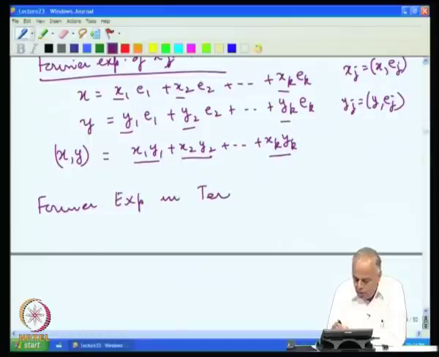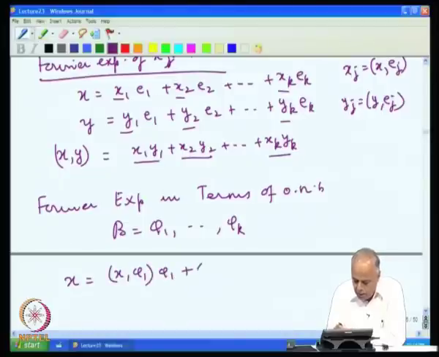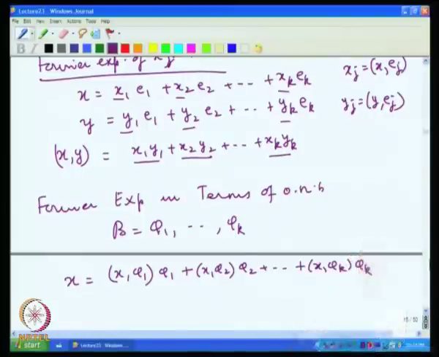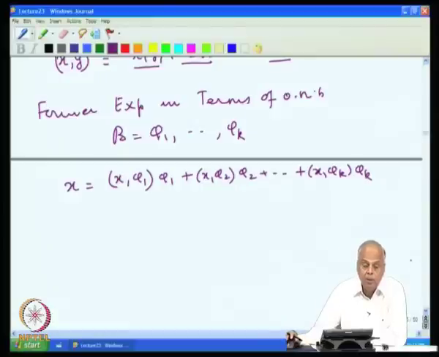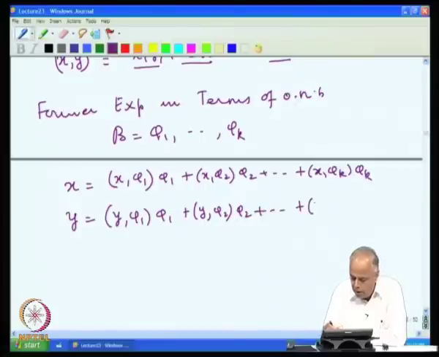Now, let us look at the Fourier expansion in terms of our ordered orthonormal basis, a general orthonormal basis phi 1, phi 2, phi k. Then we have x is equal to the inner product of x and phi 1 times phi 1, plus the inner product of x and phi 2 times phi 2, and so on, up to the inner product of x and phi k times phi k. This is the Fourier expansion we obtained: for any vector, the coefficients are simply the dot product of x with those vectors. Similarly, y is the inner product of y and phi 1 times phi 1, plus the inner product of y and phi 2 times phi 2, and so on, up to y phi k times phi k.